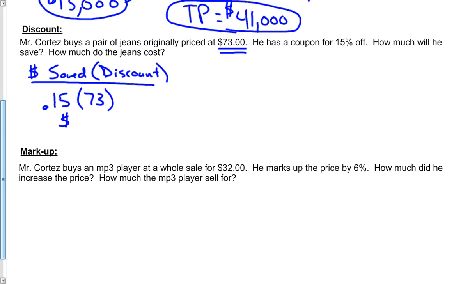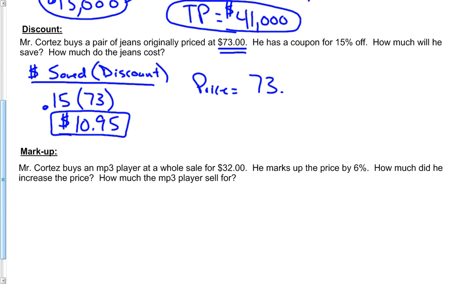That's $10.95. That's how much he has saved with that discount. So if we want to figure out the actual price of the jeans, think about this now. We know they originally cost $73. If they're discounted, that means we're going to subtract the amount of discount, which is the $10.95.